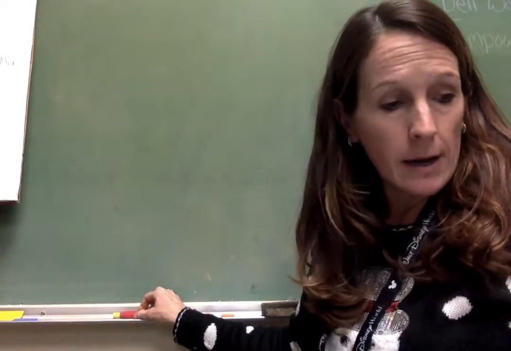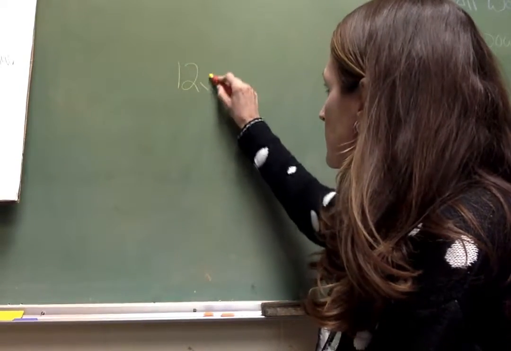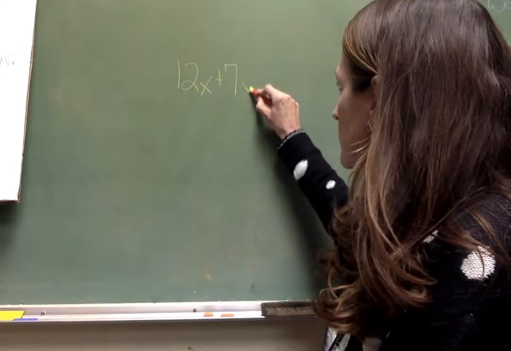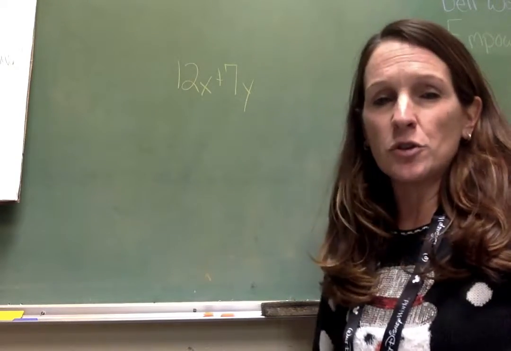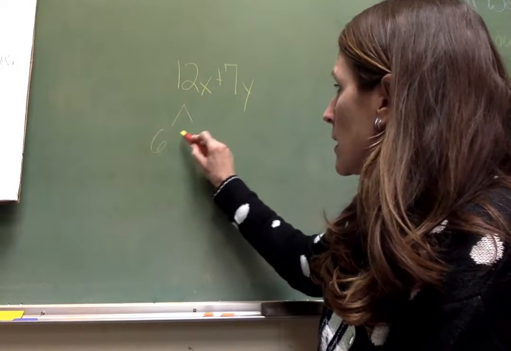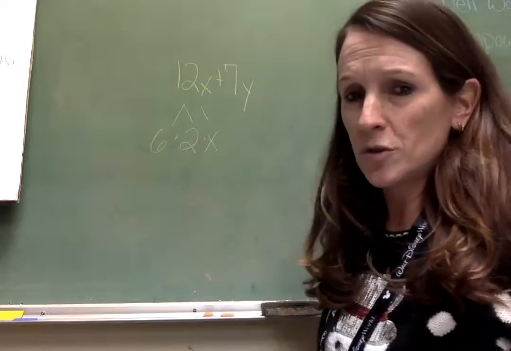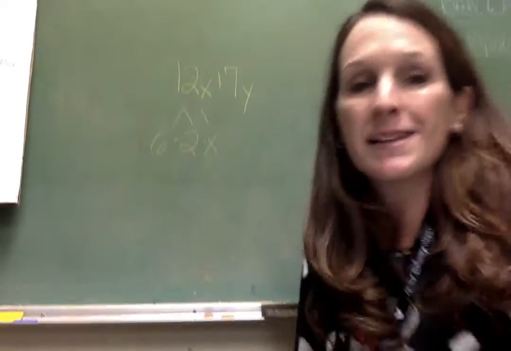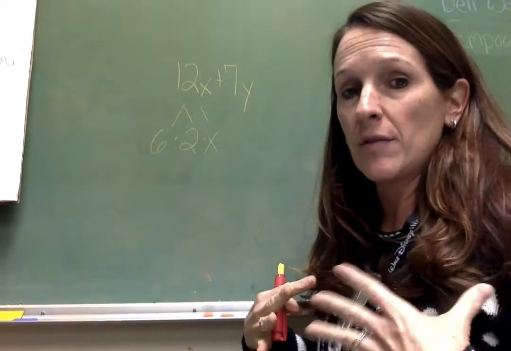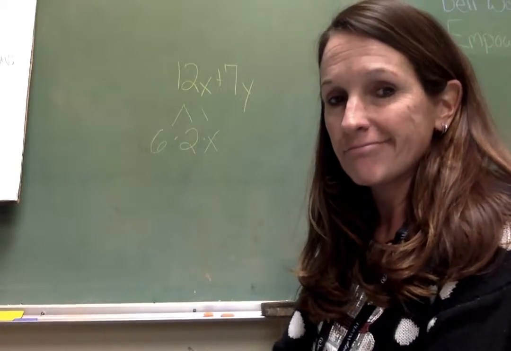Let's do 12x plus 7y. The first thing you do is factor out the two numbers. I'll just do 6 times 2. I should have asked you. Sorry about that. 6 times 2. Okay, so let's break it down even more because I want to get down to just prime numbers. What times what gives me 6? 2 times 3.